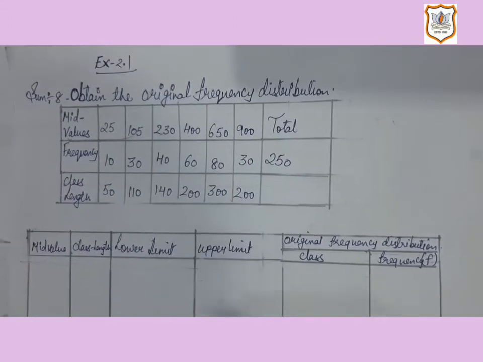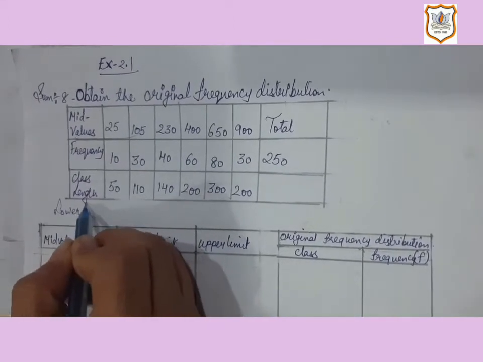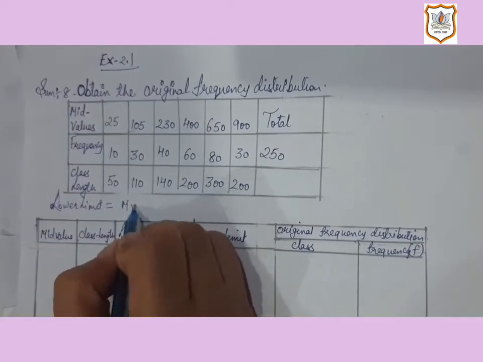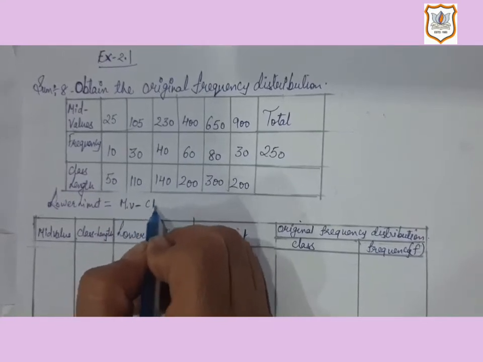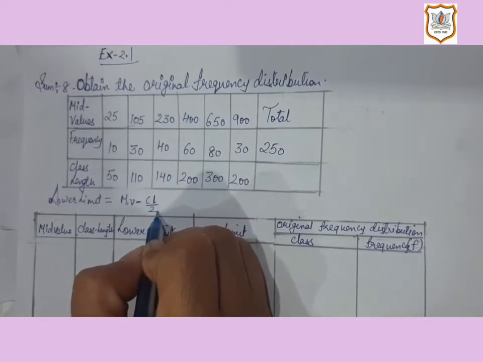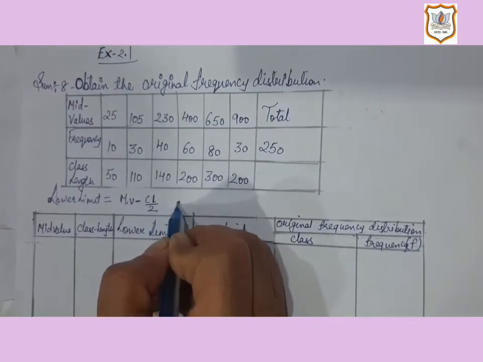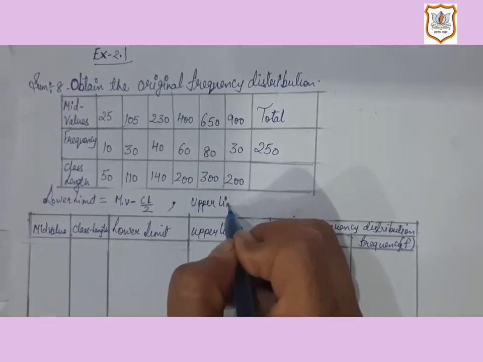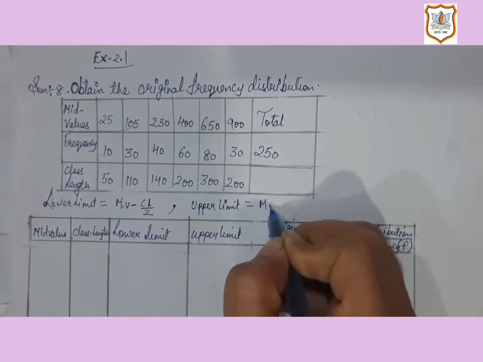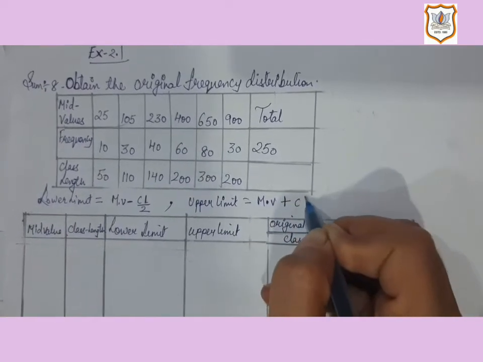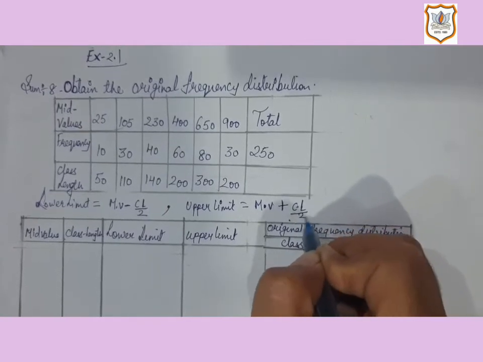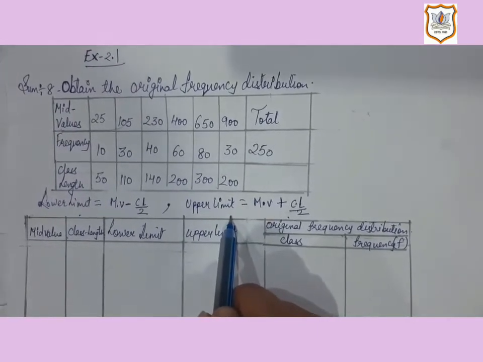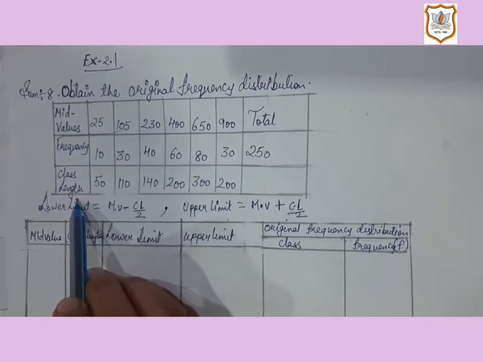How will we find the lower limit? Lower limit is equal to mid value minus class length upon 2. This way we are going to find the lower limit. How are we going to find the upper limit? Upper limit is equal to mid value plus class length divided by 2. So these are the formulas to find the lower limit and upper limit whenever in the question mid values and class length are given.